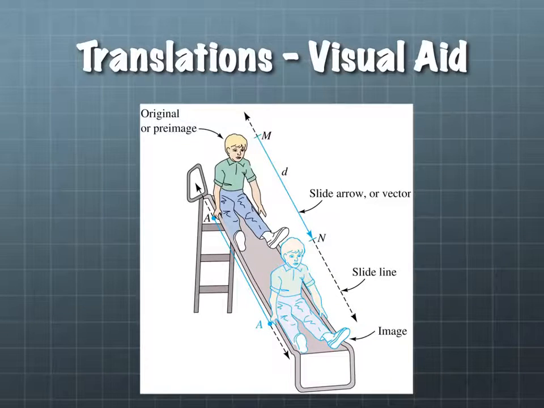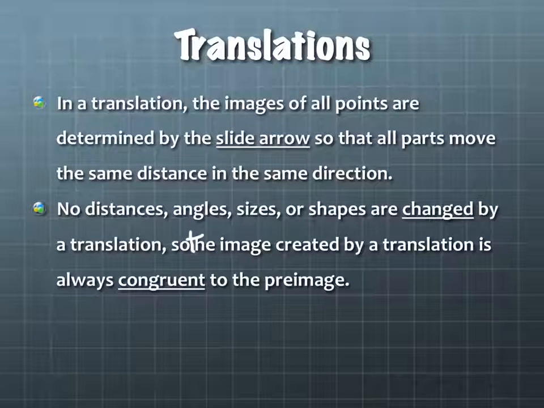Okay. A little bit more about translations. In a translation, the image of all points are determined by a slide arrow. There's that word slide again. So that all parts move the same distance in the same direction. Sorry, I see a typo in what's on my screen. I don't know if it's on your paper or not. No distances, angles, sizes, or shapes are changed by a translation. Yep, it's wrong on your paper too.